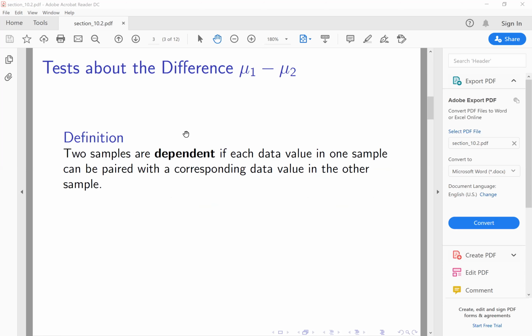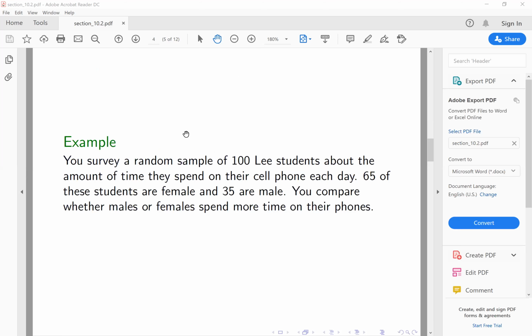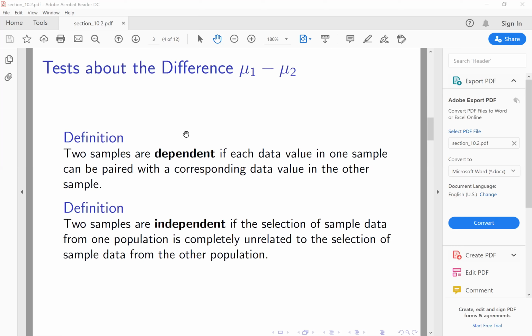Two samples are dependent if each data value in one sample can be paired with the corresponding data value in the other sample. That's what happened when we took the paired test with the anxiety levels, people who looked at real pictures and pictures of spiders and people who looked at real spiders. Today we're going to be talking about independent samples where there is not such an easy way. There is no way to pair them. You've taken a sample from one population that's unrelated to the selection of the data from the other population.